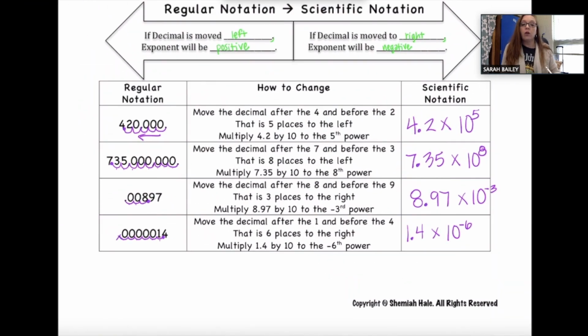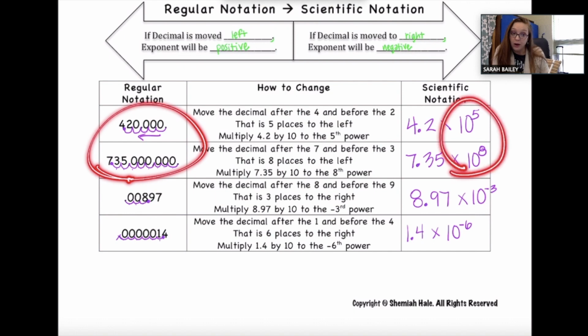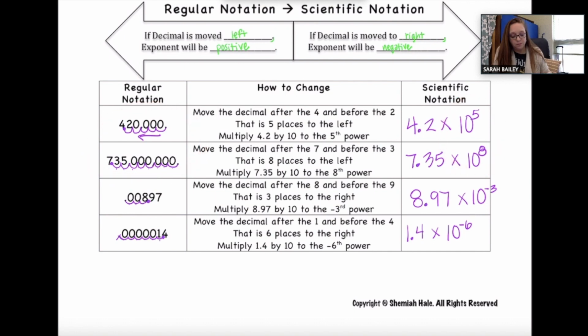Now, you can use this to help you. I also just want to point out that when I started off with really small numbers, it was always times 10 to some negative power. When I started off with really big numbers, it was times 10 to a positive power. Okay, so keep that one in mind.